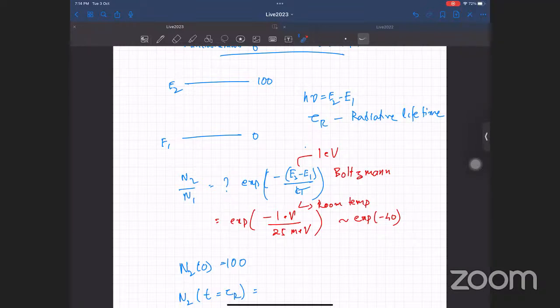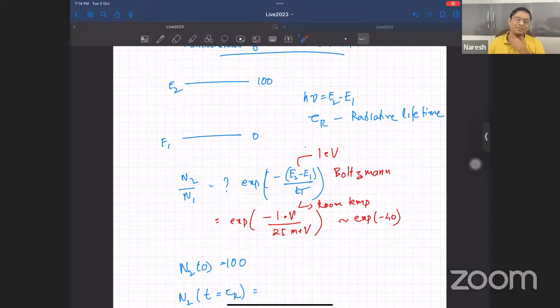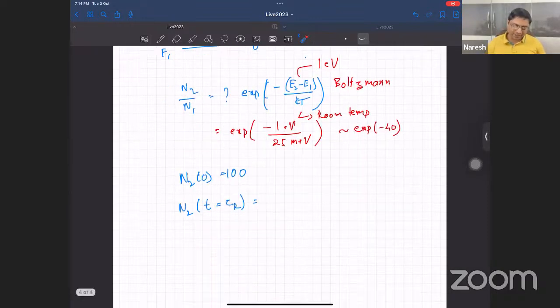No, sir. I think if N2 is filled, there is no question of absorbing. In that case, stimulated emission should happen. Yes, exactly. Only stimulated emission can happen. Absorption cannot happen because it's essentially population inversion in some way. Okay, but let's come back to it.